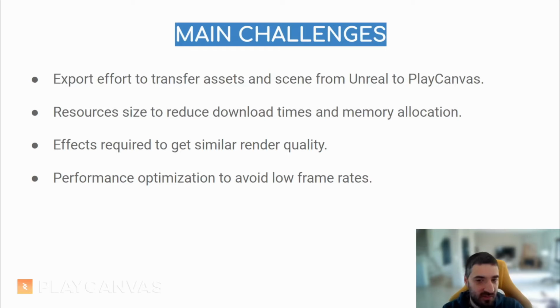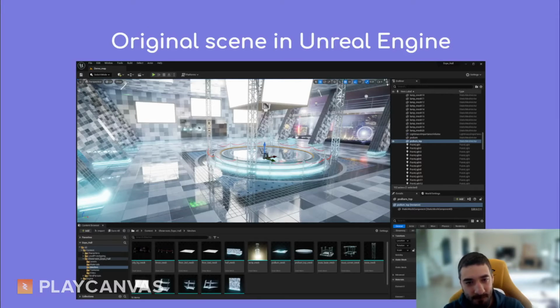We had to implement a number of effects to get the same or at least similar render quality with Unreal Engine, and make several performance optimizations to avoid low frame rates. Let's take a look at each challenge and how we worked to make it meaningful and possible in PlayCanvas to run this scene. Here you can see the original scene in Unreal Engine.